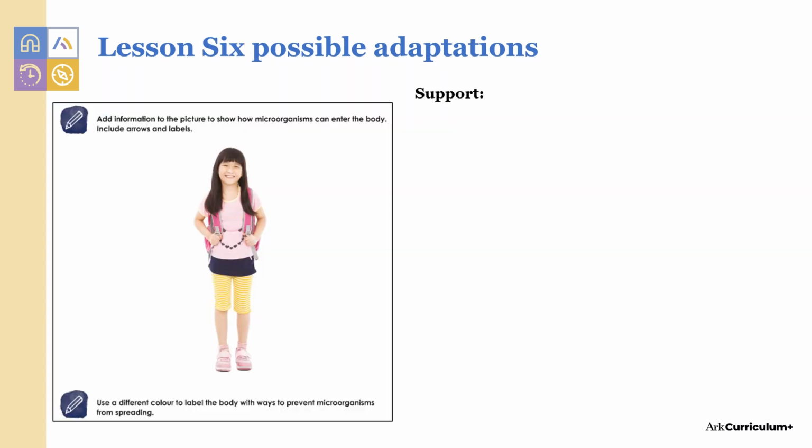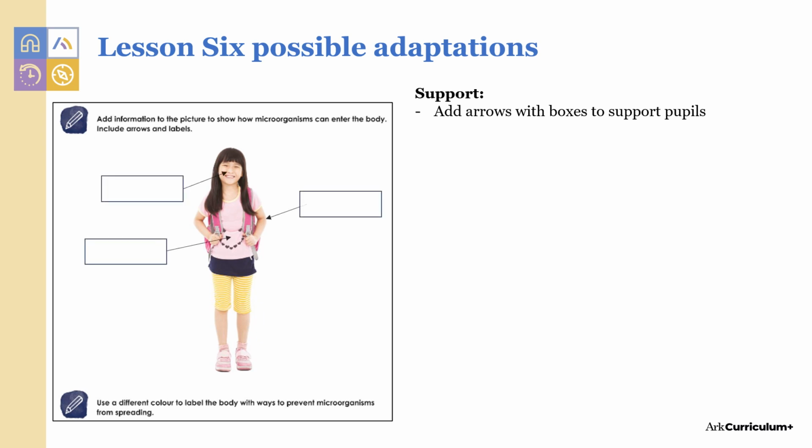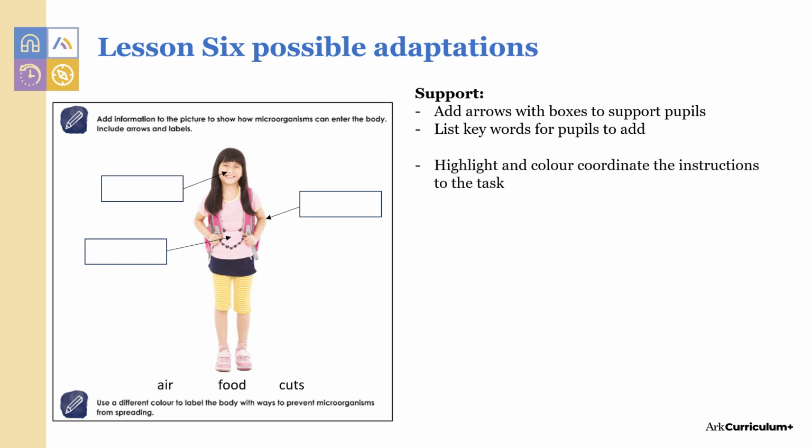In this activity, pupils are asked to add information to the picture to show how microorganisms can enter the body. Pupils should include arrows and labels. Pupils should then use different colours to label the body with ways to prevent microorganisms from spreading. To support pupils, you could add arrows with boxes. You could list keywords for pupils to add. And you could highlight and colour coordinate the instructions to the task.